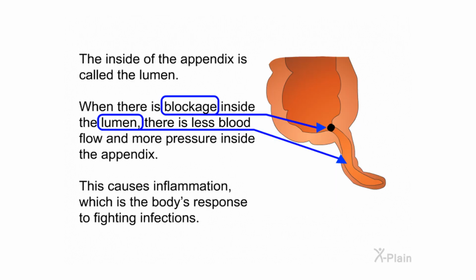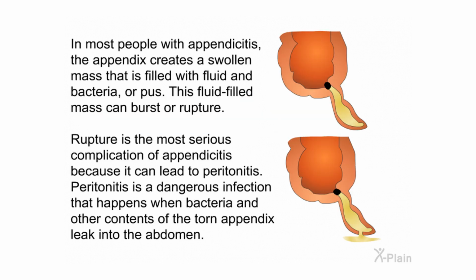The inside of the appendix is called the lumen. When there is blockage inside the lumen, there is less blood flow and more pressure inside the appendix. This causes inflammation, which is the body's response to fighting infections. In most people with appendicitis, the appendix creates a swollen mass that is filled with fluid and bacteria, or pus. This fluid-filled mass can burst or rupture.